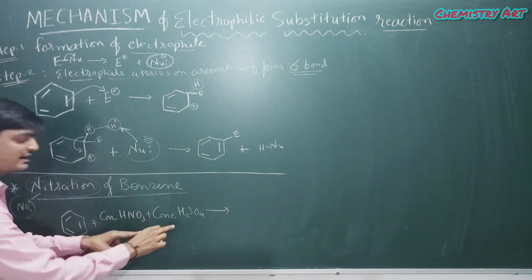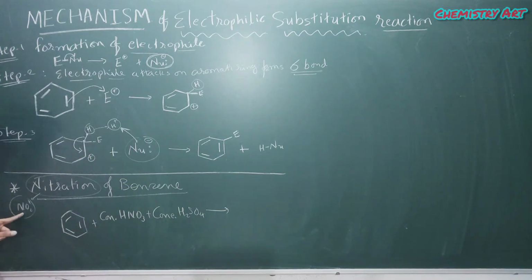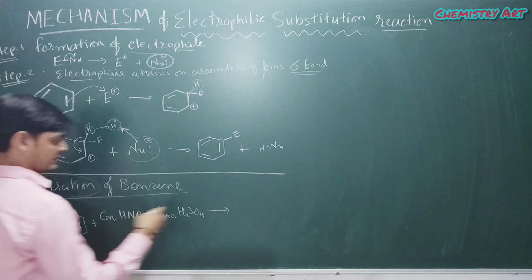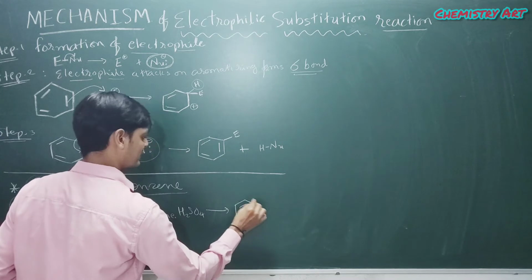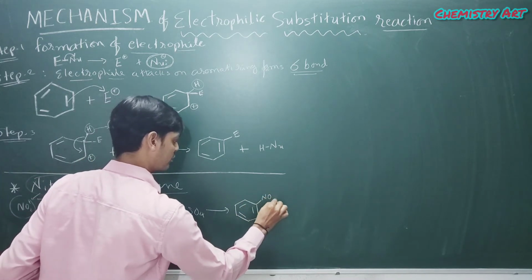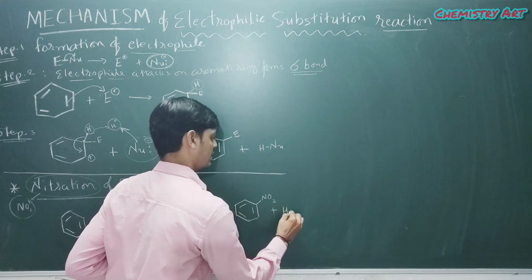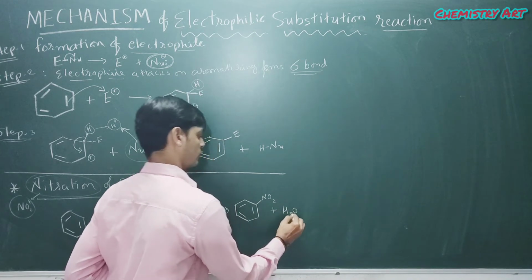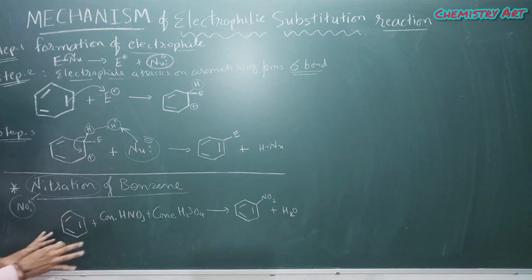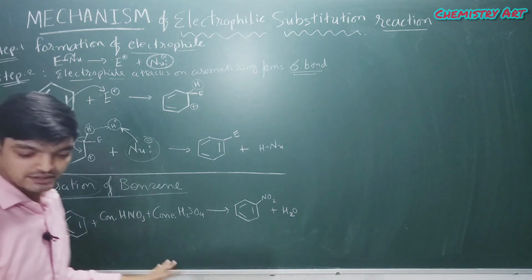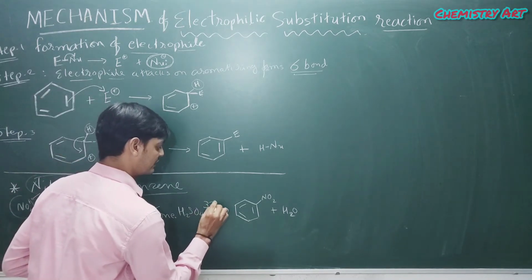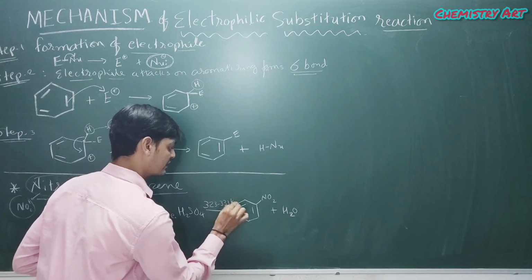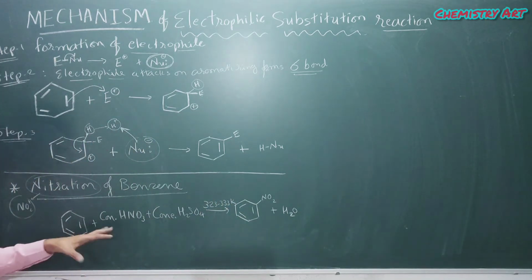So from HNO3 and H2SO4 we will get NO2+, and that NO2+ will substitute the hydrogen of this benzene, and finally we will get nitrobenzene plus H2O. So this is the nitration reaction, and you have to perform this reaction at 323 to 333 Kelvin temperature. So this is how you can perform nitration.